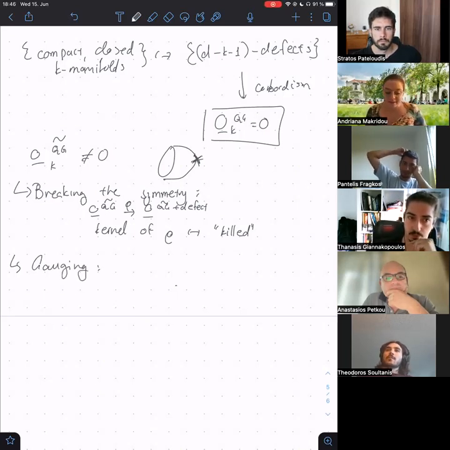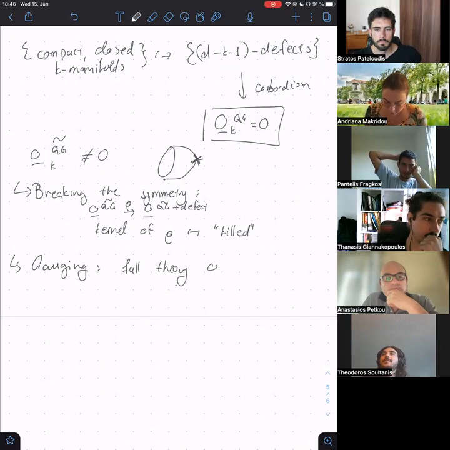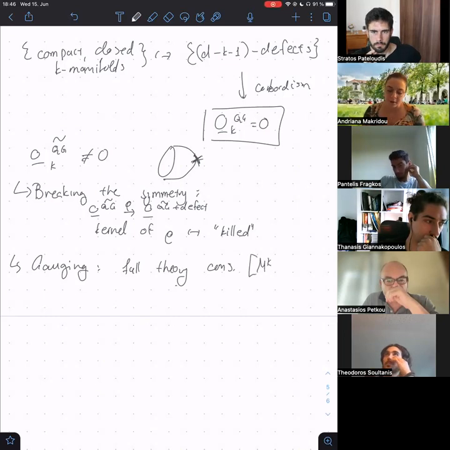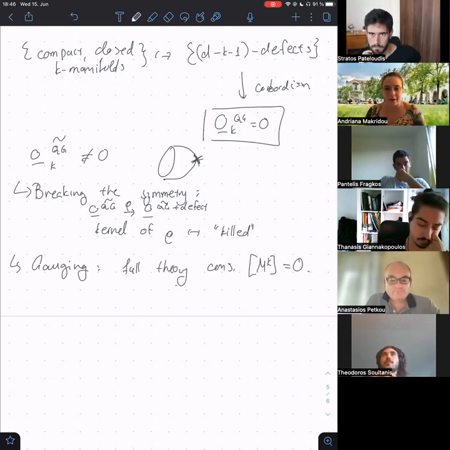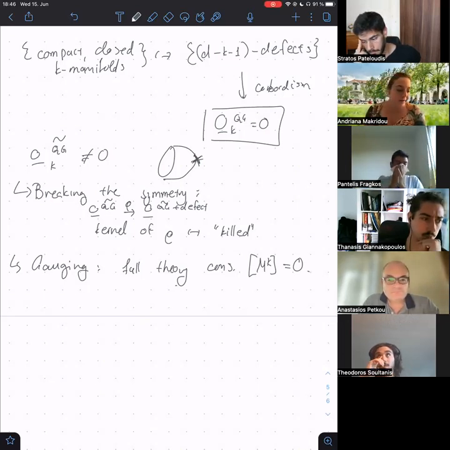And now the gauging says that in order to have the full theory consistently compactified on some manifold MK, you demand that the specific manifold MK is in the vanishing class. The way I think of gauging is that you impose that your charge on this compact manifold has to vanish. This is analogous to the typical vanishing of electromagnetic charges in a compact space. So you select the manifold that satisfies this vanishing of the charges in the compact space.